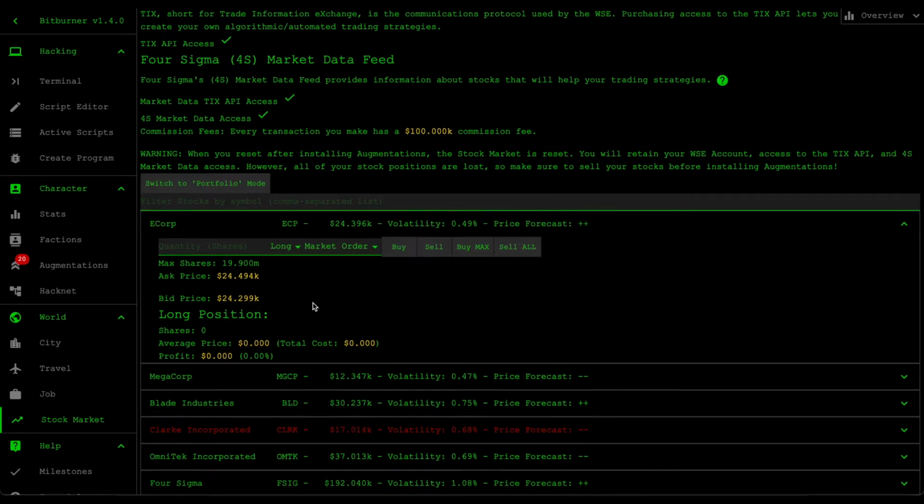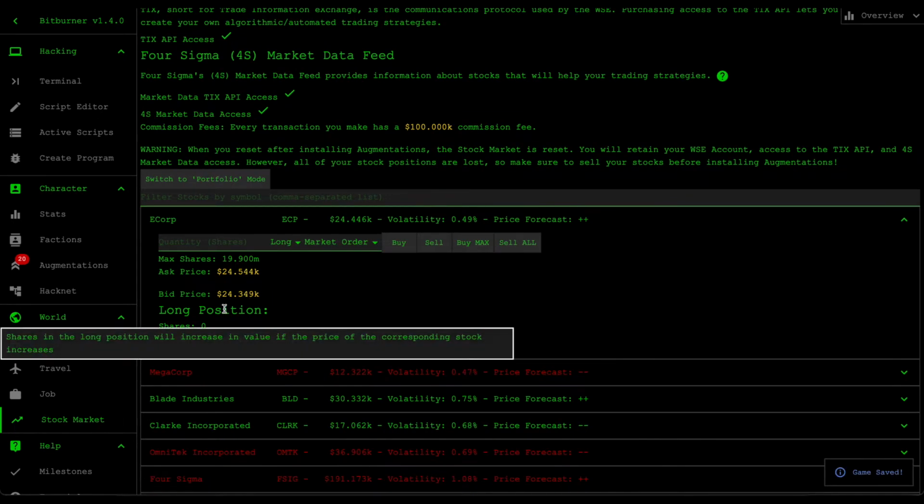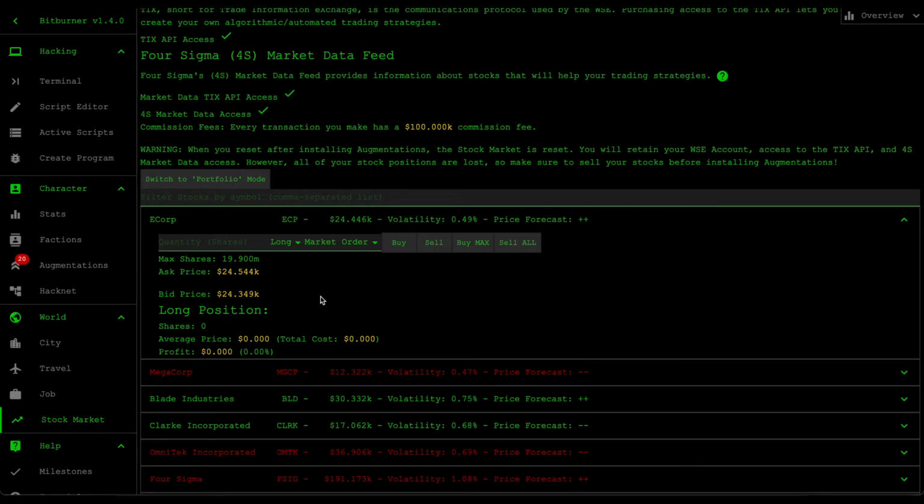So when trading stocks, the first thing you have to know is the different positions that you can take. There's two different types of positions in this game: long and then short. So let's jump into the mirror to just explain that from a high level.